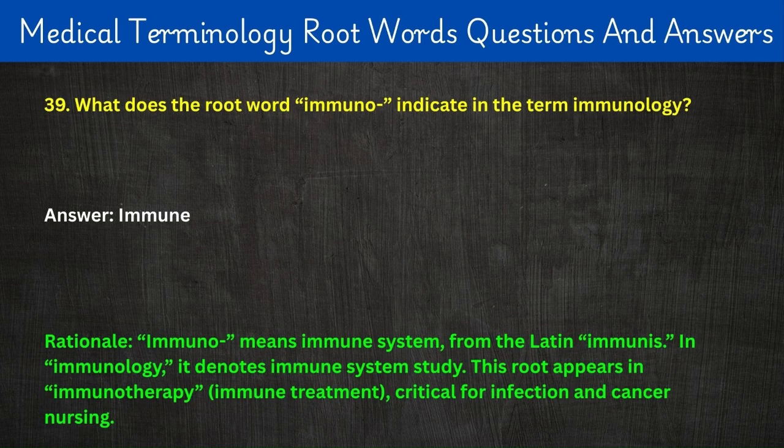39. What does the root word immuno- indicate in the term immunology? Answer: immune. Rationale: Immuno- means immune system, from the Latin immunes. In immunology, it denotes immune system study. This root appears in immunotherapy, immune treatment, critical for infection and cancer nursing.